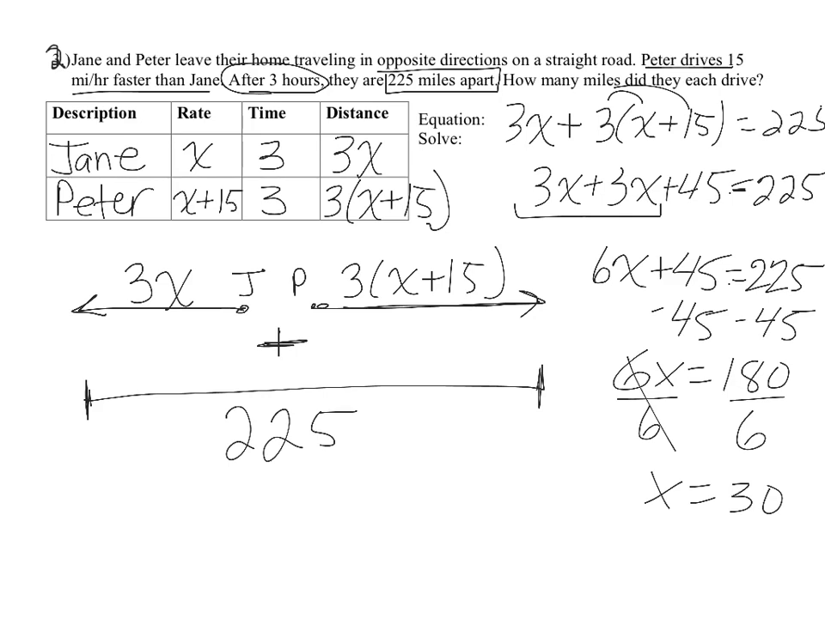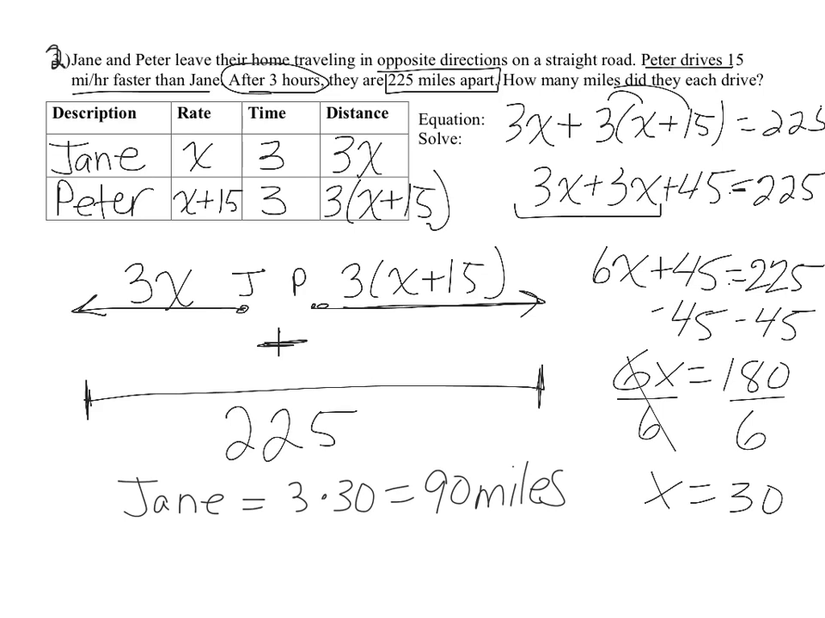So now let's think about what x means. We look at our chart. X is Jane's rate. So Jane's rate is 30 miles per hour. But that's not the question. It says, how many miles did they each drive? So that's asking about their distance. So Jane, she drove a distance of 3 times x. So since x is 30, Jane is going to be 3 times 30, which is 90 miles.